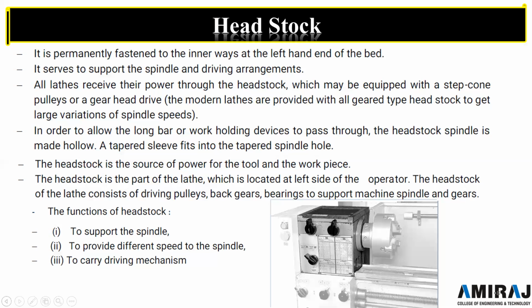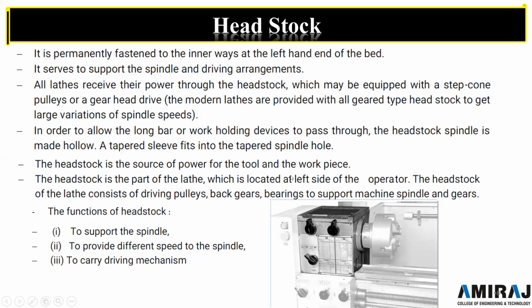In order to allow long bars or work holding devices to pass through, the headstock spindle is made hollow। मतलब जो लॉन्ग बार और वर्क होल्डिंग डिवाइसेस हैं, अगर वो हेडस्टॉक के पीछे भी जा सकें तो उसको यहाँ पे होलो बनाया जाता है, ताकि लॉन्ग बार को हम पीछे की ओर एक्सटेंड कर सके। और टेपर्ड स्लीव फिट्स इनटू टेपर्ड स्पिंडल होल। जो टेपर्ड स्लीव है वो यहाँ पे टेपर्ड स्पिंडल होल के अंदर फिट हो जाएगी.